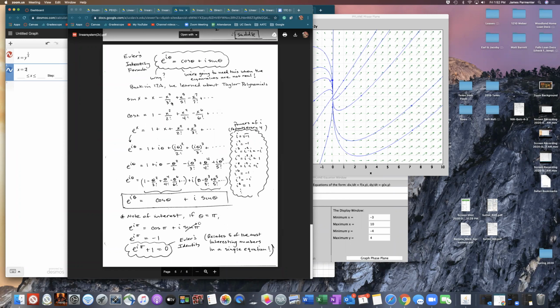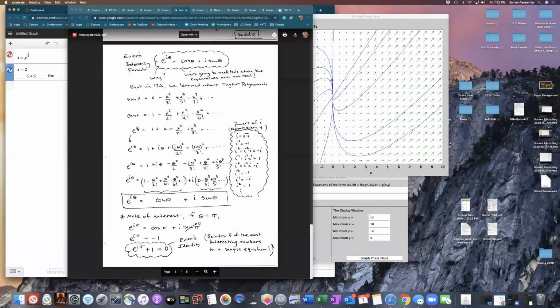It's x minus x cubed over 3 factorial plus x to the 5th over 5 factorial, etc. There's one for cosine. It's essentially the same as sine, but with even powers. It's 1 minus x squared over 2 factorial, etc. And then e to the x is kind of the combo of them both. It's 1, but they're all positive: 1 plus x plus x squared over 2 factorial plus x cubed over 3 factorial, etc.